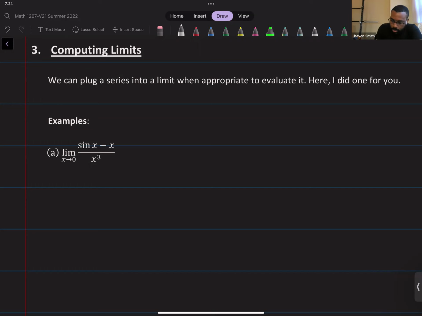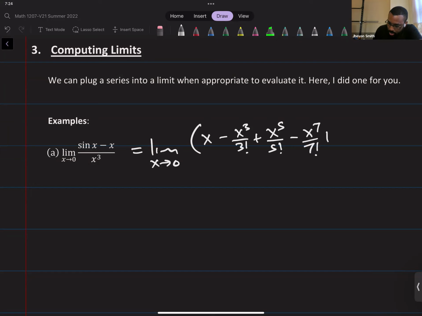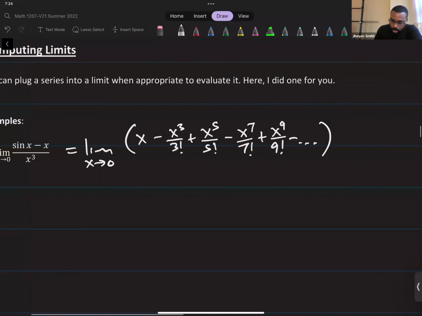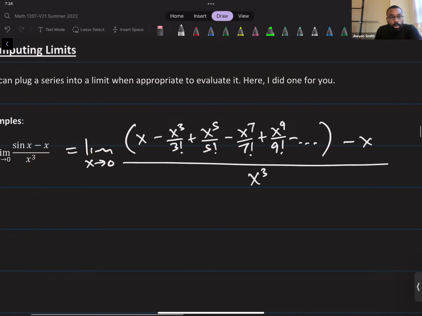So we now know that the sine function can be written as a series, x minus x cubed over 3 factorial plus x to the 5th over 5 factorial minus x to the 7th over 7 factorial plus x to the 9th over 9 factorial, all over x cubed. Okay, so I know that that's my sine function.